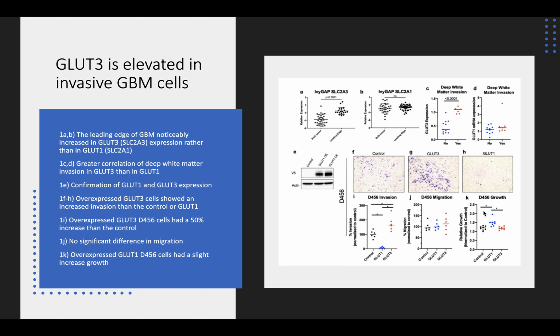In figure 1K, as it relates to D456 growth, we see the y-axis represents relative growth normalized to control. And on the x-axis, we see the control, GLUT1, and GLUT3. The synopsis of 1K indicates that overexpressed GLUT1 D456 cells had a slight increased growth.